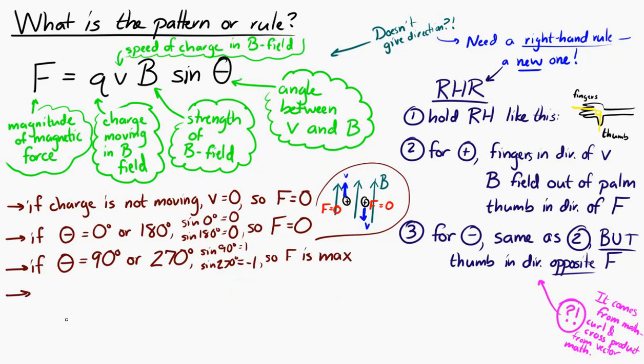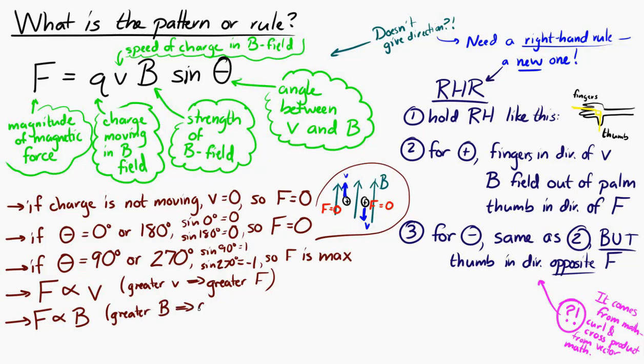Also notice that this equation is telling us that the force on the charge is proportional to its velocity, so greater velocities result in greater forces. The force on the charge is proportional to the magnetic field, so a stronger magnetic field means you're going to get a greater force. And the force is also proportional to the charge, so larger charges will experience more magnetic force in the same conditions. So let's go back to the situations we looked at before.